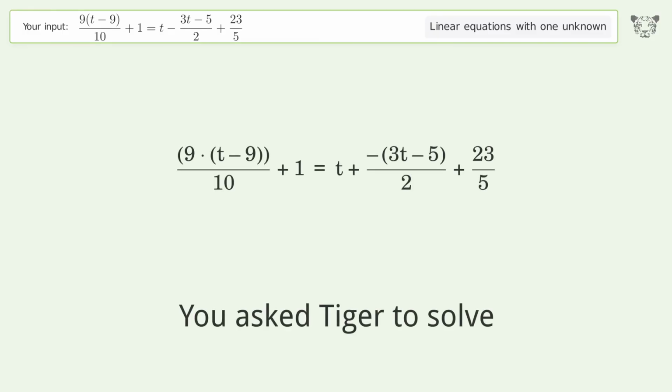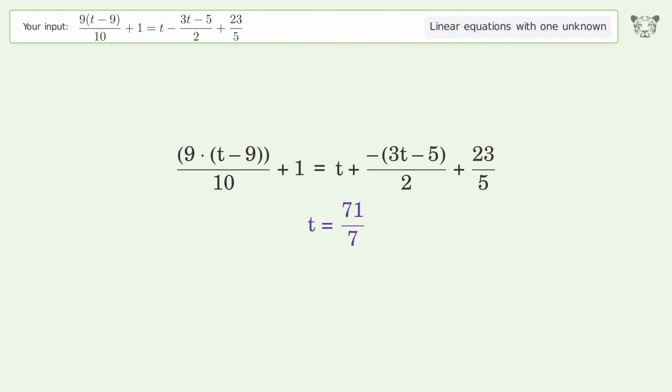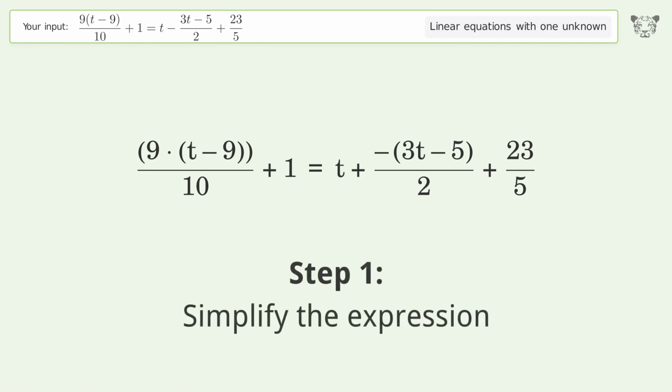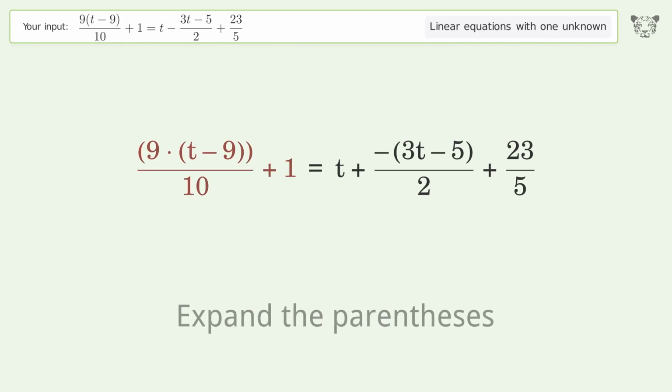You asked Tiger to solve this. This deals with linear equations with one unknown. The final result is t equals 71/7. Let's solve it step by step. Simplify the expression. Expand the parentheses.